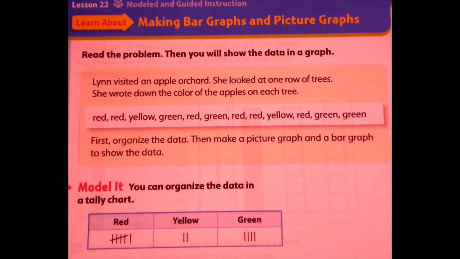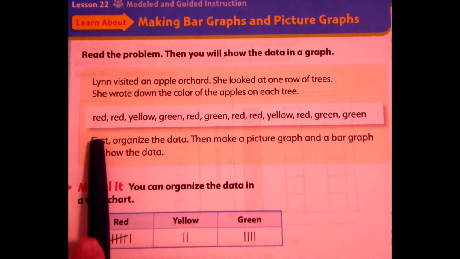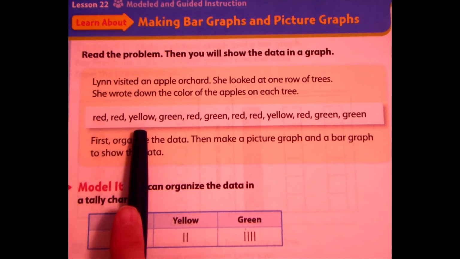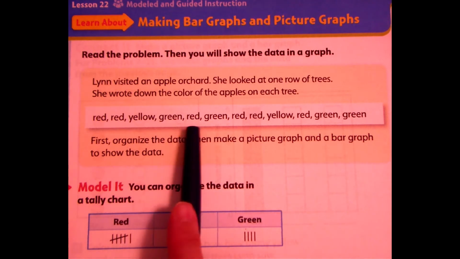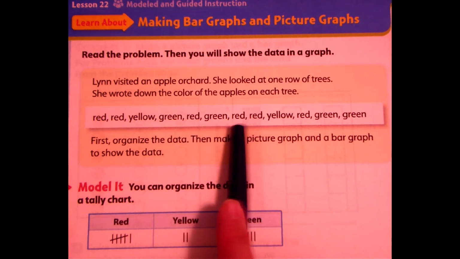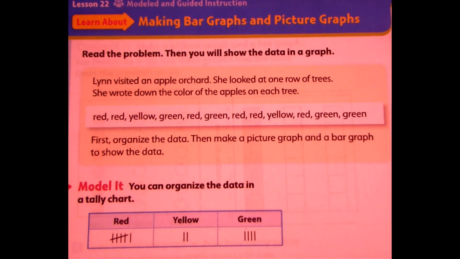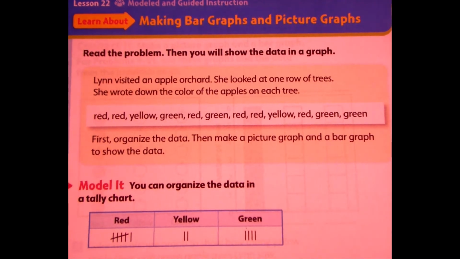Lynn visited an apple orchard. She looked at one row of trees. She wrote down the color of apples on each tree. So here she collects her data. In one row, she saw a red apple tree, another red apple tree, a yellow apple tree, green, red, yellow, red, green, and green. That was all one row of apples at the orchard she was at.